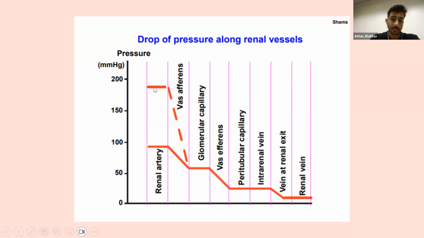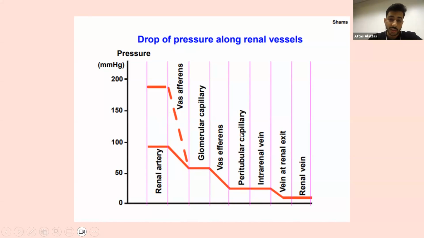So let's say someone has a blood pressure of 180 millimeters of mercury. You would notice that the pressure in the renal artery is the same as in the heart. So the biggest drop will be where? In the afferent arteriole. But then in the glomerular capillary, the pressure will be constant. At the efferent arteriole, there will be another big drop in the pressure, and then it will become constant.